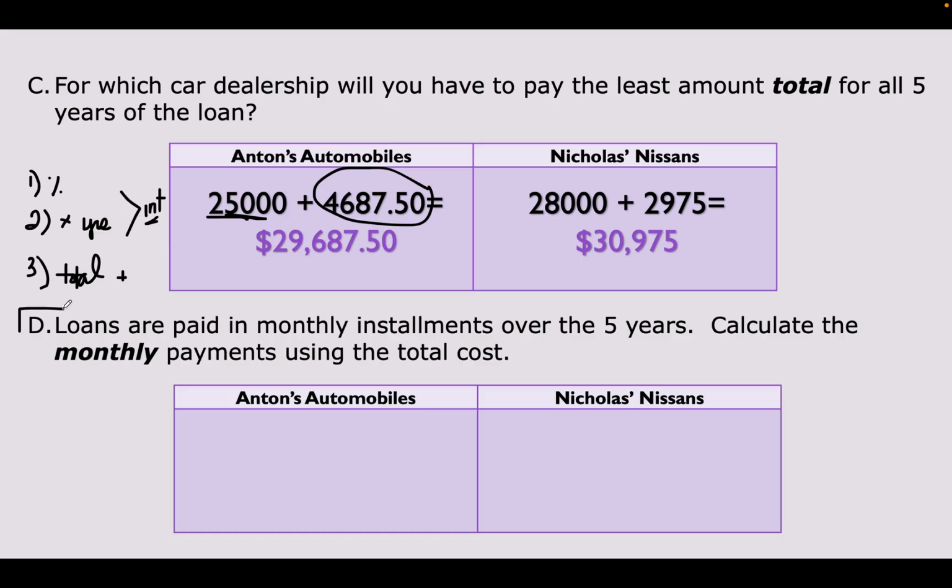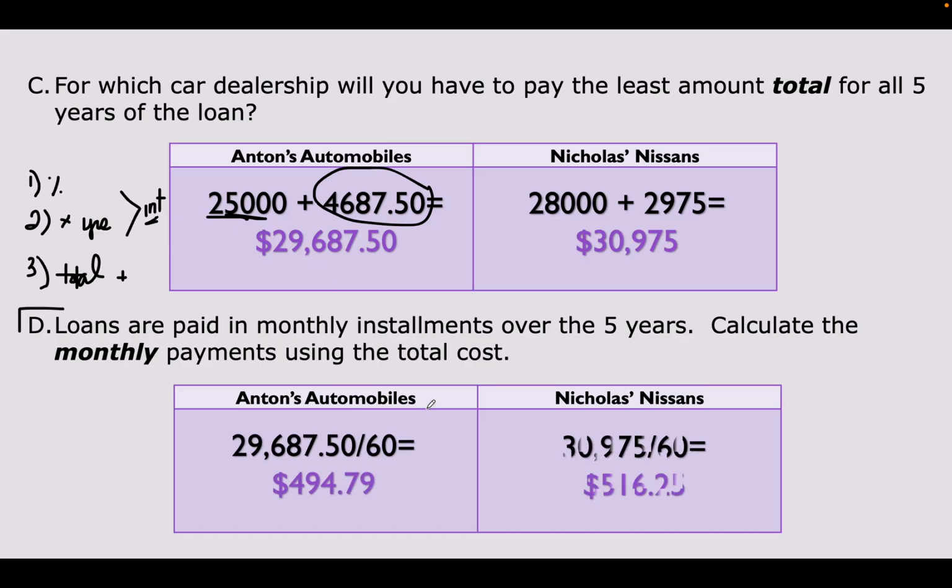And so if we want to know how much this would cost us per month, then we would need to take that total from step C and divide it by 60 so you could see the monthly price. So you can see when you split it up 60 times, the difference is only about $20, but we already saw the difference in the total at Nicholas's Nissans is over $1,000.